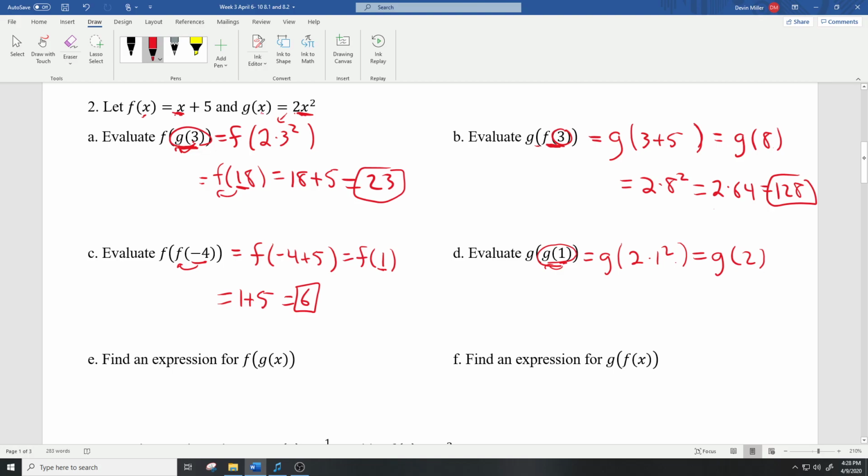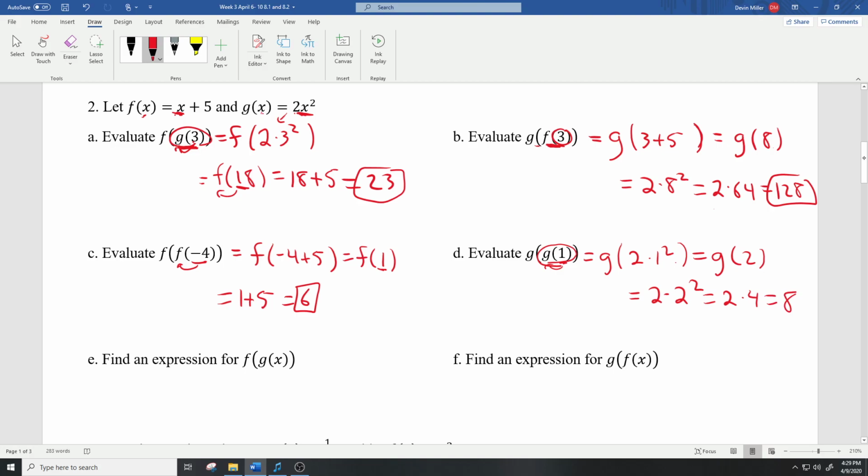2 goes into the g function, so it means 2 has to go into 2 on this side. So it's going to be 2 times 2 squared. Make sure you do squared first. So it's 2 times, what's 2 squared? 4. Final answer, 8.